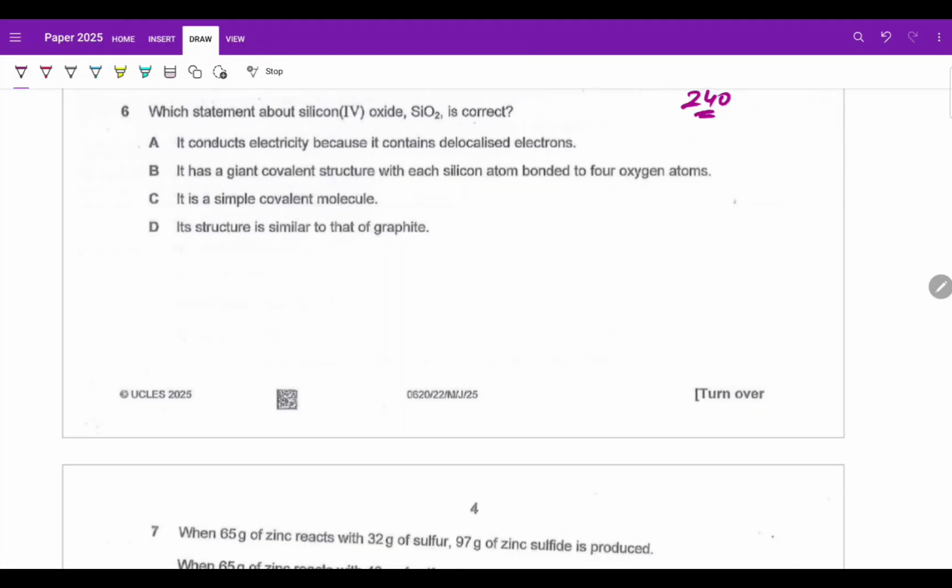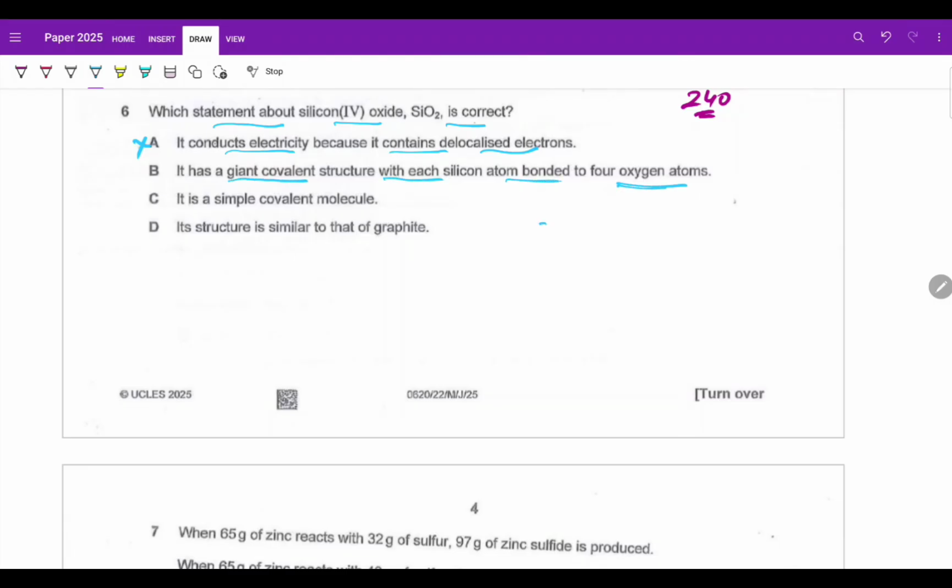Question 6. Which statement about silicon oxide SiO2 is correct? It conducts electricity because it contains delocalized electrons. No. It's a bad conductor of current. Silica is a bad conductor of current. Has a giant covalent structure with each silicon atom bonded to 4 oxygen atoms.